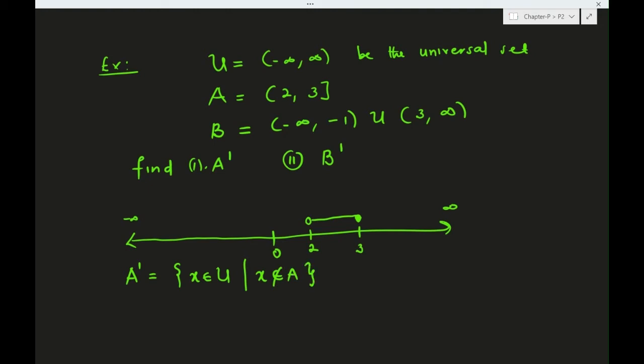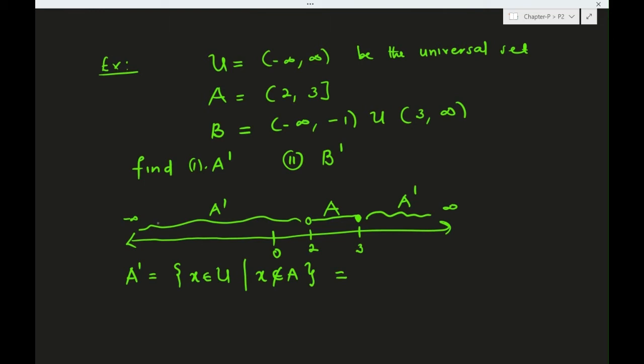Here, we're going to take every element that is inside the universal set, which is the interval minus infinity to infinity, but not in A. Look at A here. So what will be A prime? A prime will be all of this part, and also all of this part, because all these are inside the universal set from minus infinity to infinity, but not in A.